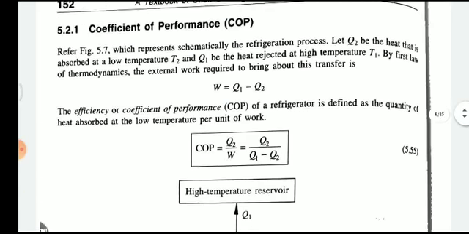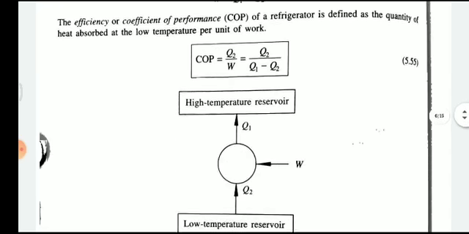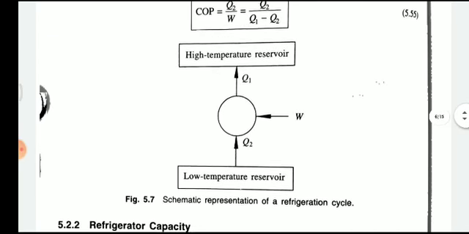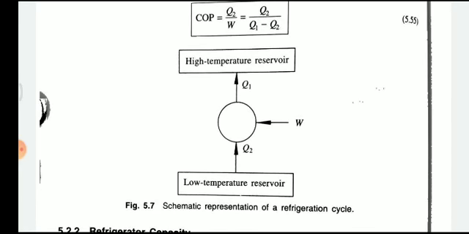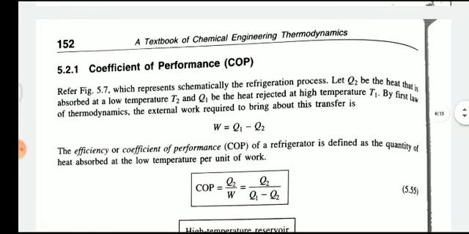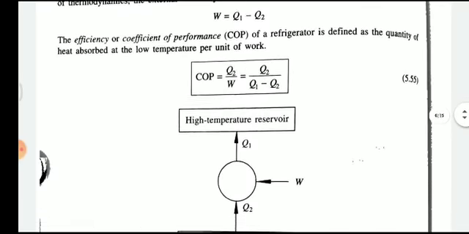The next point is the coefficient of performance. This one we discussed already in the heat engine and heat pump. So let's recall it. Refer to figure 5.7, the symbolic representation of a refrigeration cycle. This is the refrigeration cycle. So heat is taken from the low temperature reservoir and given to the high temperature reservoir, with work done on this system. Let Q2 be the heat that is absorbed at low temperature T2.